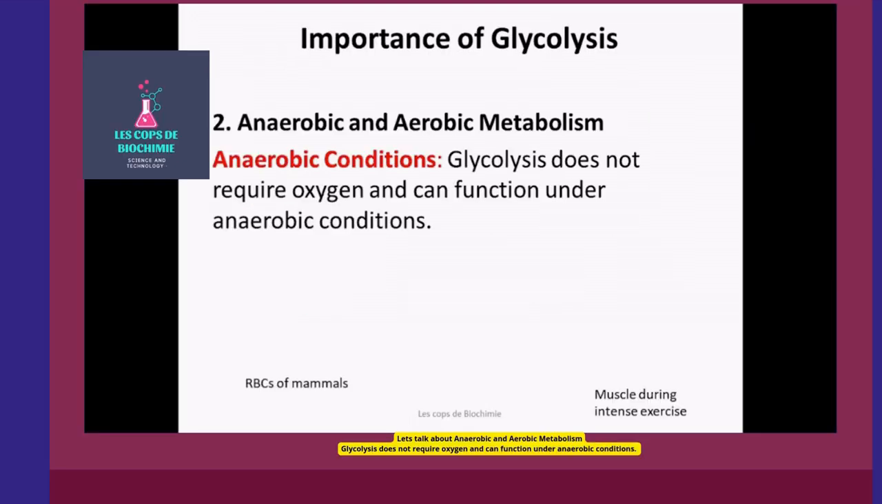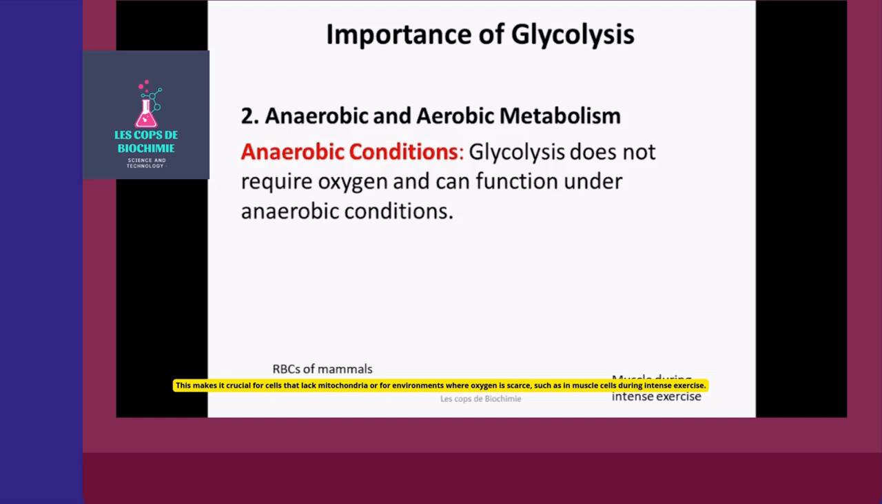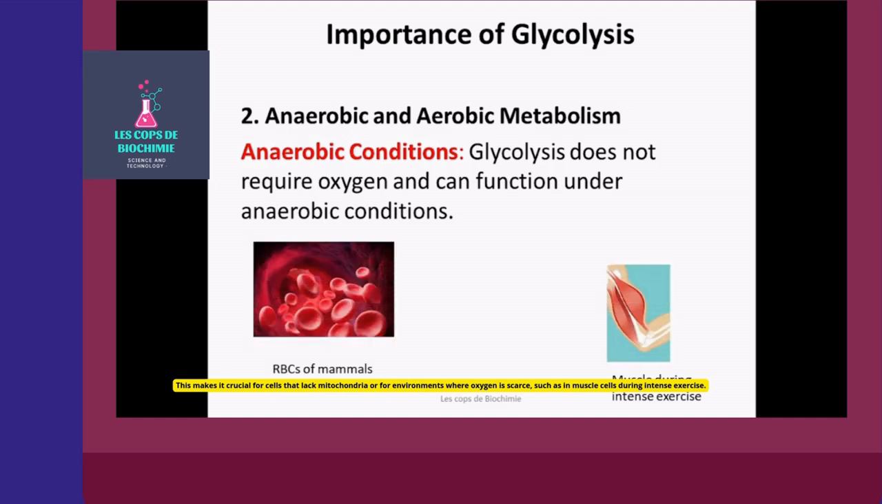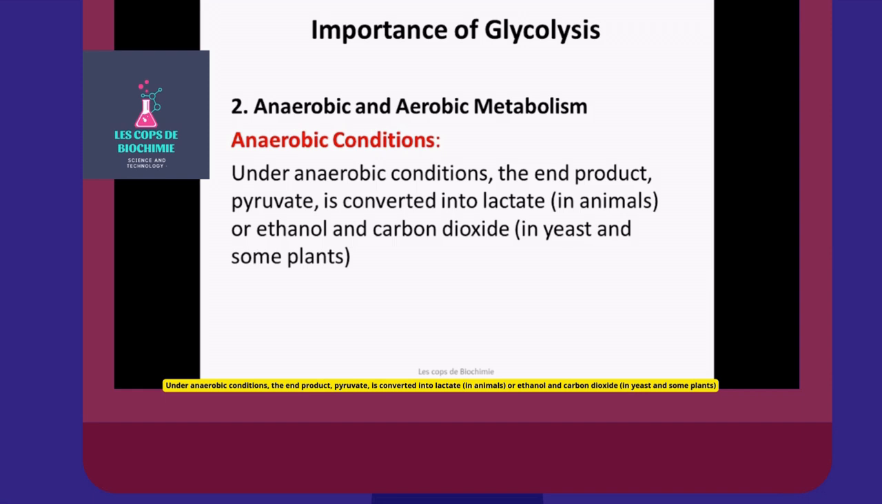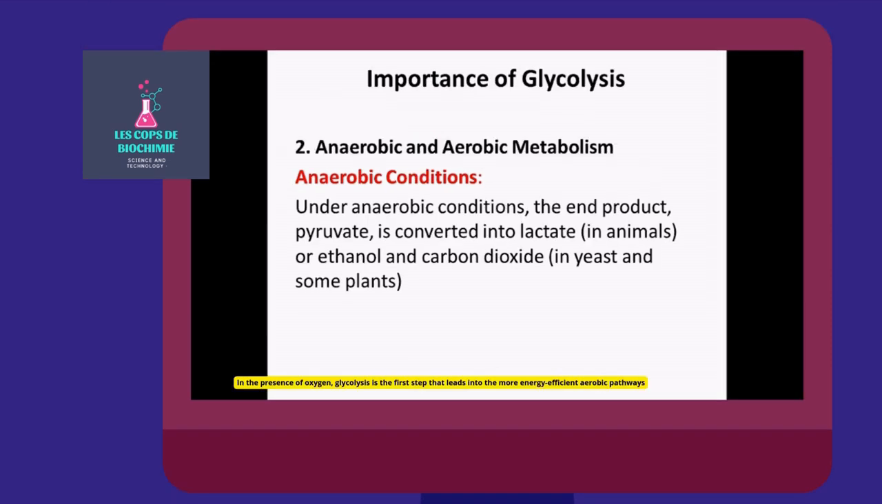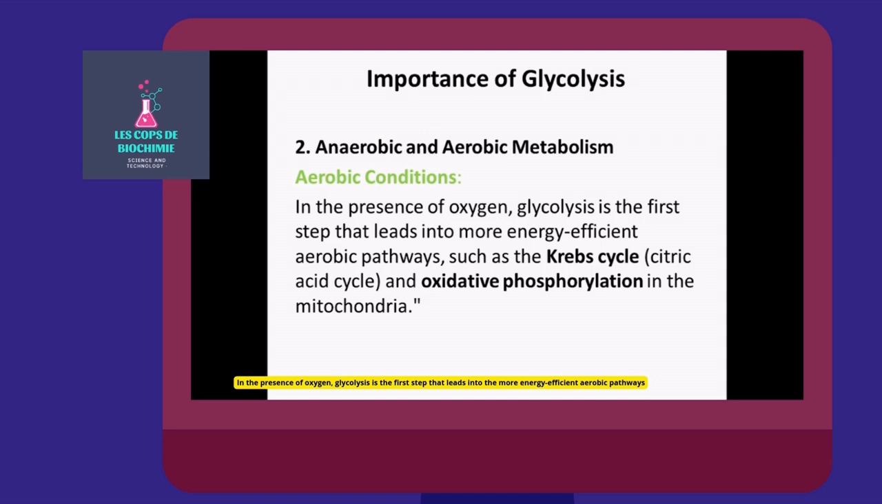Let's talk about anaerobic and aerobic metabolism. Glycolysis does not require oxygen and can function under anaerobic conditions. This makes it crucial for cells that lack mitochondria or for environments where oxygen is scarce, such as in muscle cells during intense exercise. Under anaerobic conditions, the end product, pyruvate, is converted into lactate, in animals, or ethanol and carbon dioxide, in yeast and some plants.